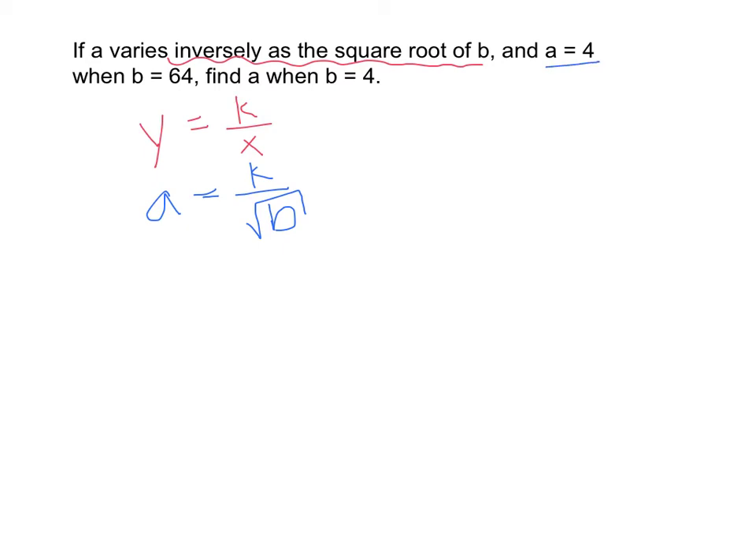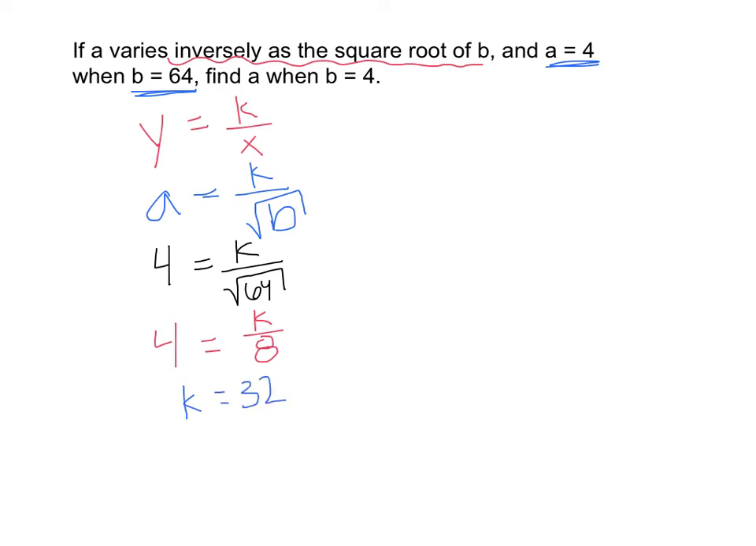Now it says that a equals 4 when b equals 64. This lets us know what values go together in order to find our constant. So 4 equals the constant divided by the square root of 64, which means that 4 equals k divided by 8. And when we multiply, we can get our constant. K equals 32.